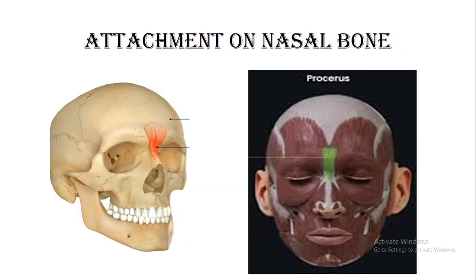Next is the attachment of nasal bone. So this muscle arises from nasal bone in the median plane. This is the procerus muscle.